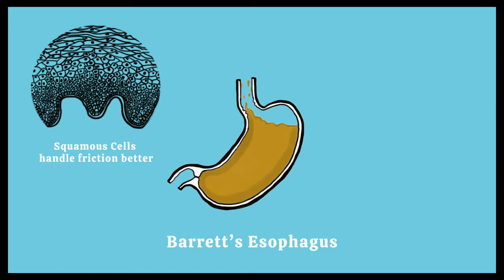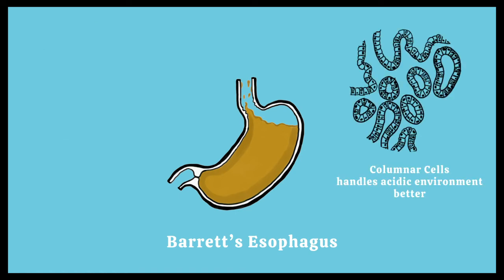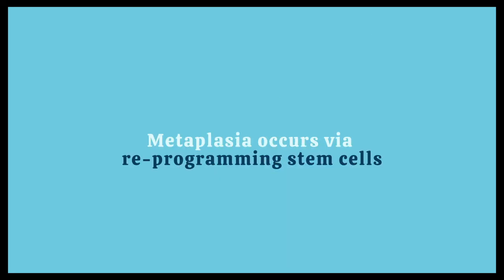When there is GERD, or gastroesophageal reflux disease, the constant acid reflux is not the type of stress the esophagus is used to. So they adapt by changing the squamous cell type to columnar cells, the type you see in the intestines. Now it's better suited to handle the acidic stress. This is metaplasia. Metaplasia works via reprogramming the stem cells.